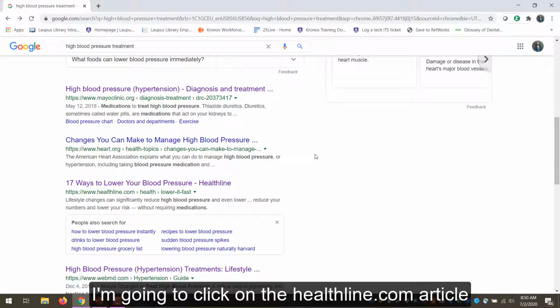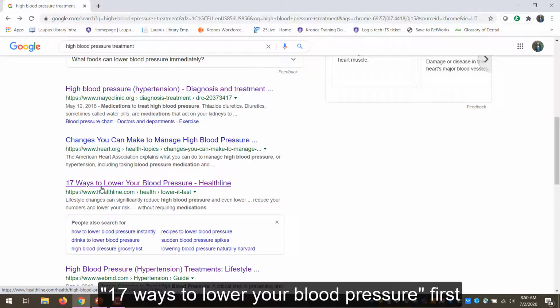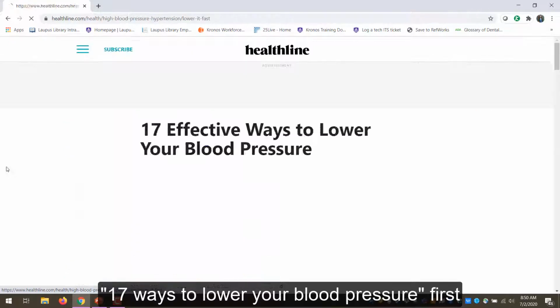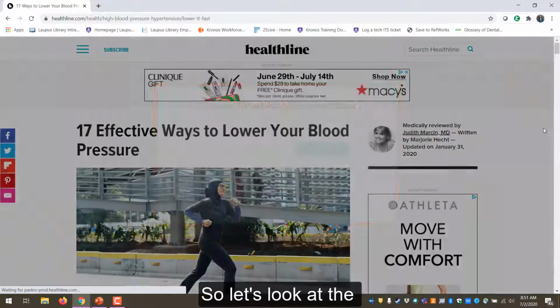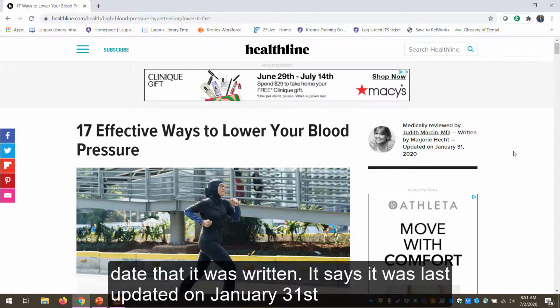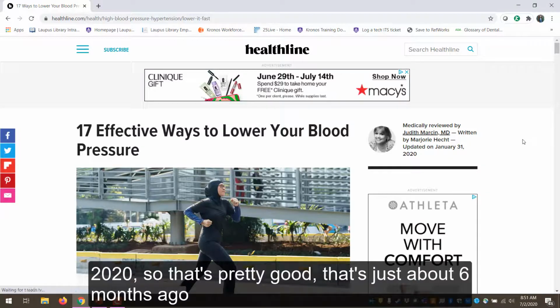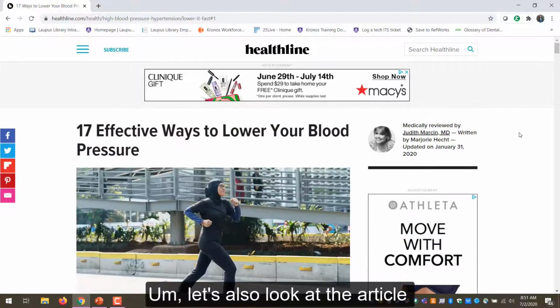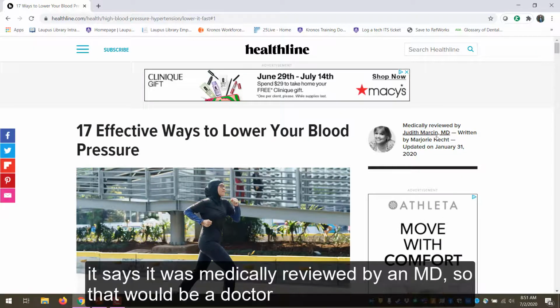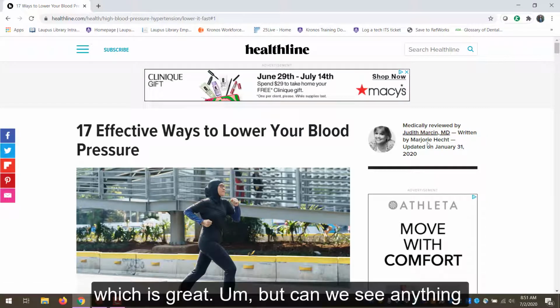I'm going to click on the Healthline.com article, 17 Ways to Lower Your Blood Pressure first. So let's look at the date that it was written. It says it was last updated on January 31st, 2020, so that's pretty good. That's just about 6 months ago. Let's also look at the article. It says it was medically reviewed by an MD, so that would be a doctor, which is great.